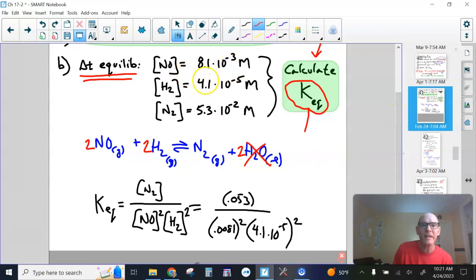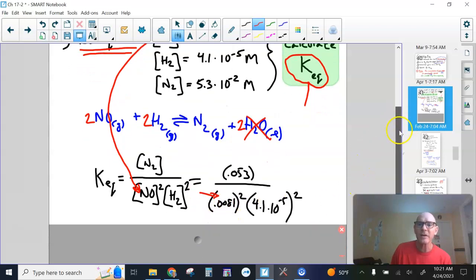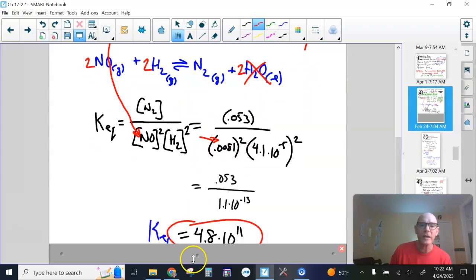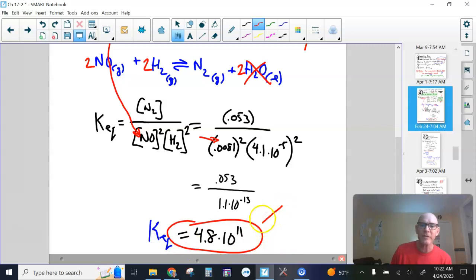So notice I've taken these concentrations and substituted them in. For example, the nitrogen oxide squared is going to be 0.0081 squared, as shown right there. And that's a little bit of calculation work, but once you're done, it'll spit out this answer for the value of the equilibrium constant, 4.8 times 10 to the 11.